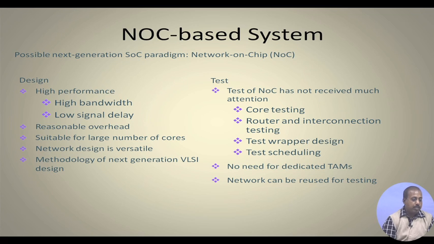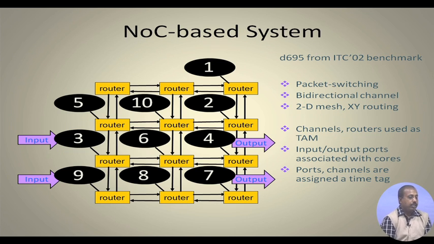On the plus side, we have no need for a dedicated TAM, because the underlying network itself will be used for transporting the test patterns and responses. The network can be reused for testing. The underlying network in the NOC, we can use for testing purposes as well. So this is a typical situation.